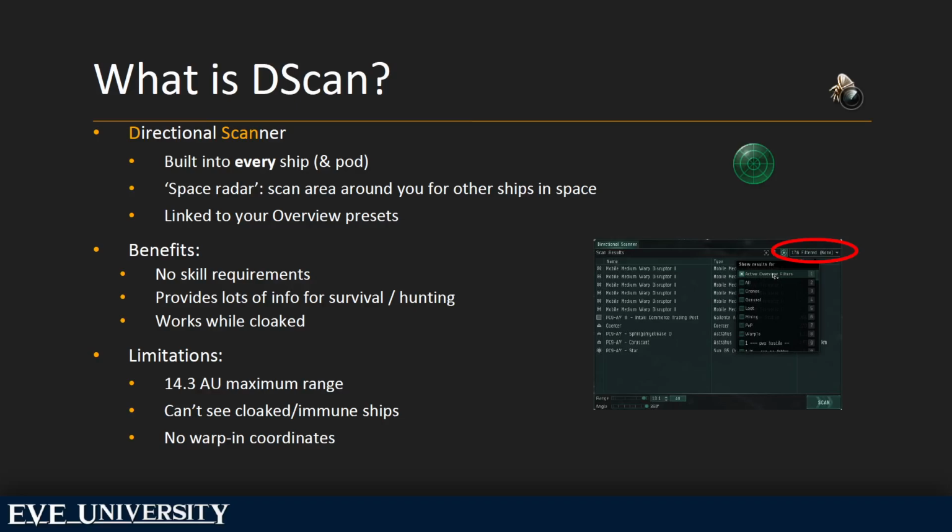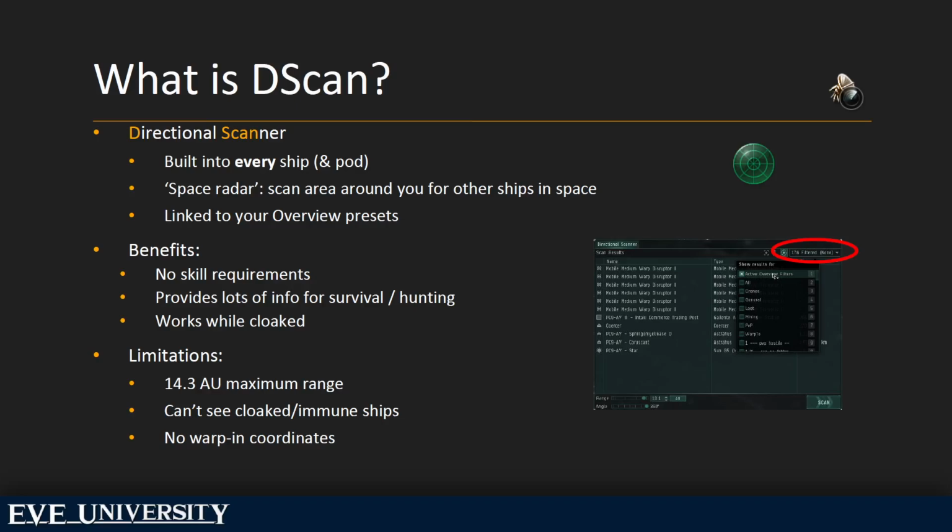The directional scanner provides a ton of information about what's going on in the system, what ships are around, and what objects are around in space, and as I said before, you will use it a lot to get a better understanding of what's going on in the system. It also works even if you are cloaked, so you can use it as an intel tool in some scouting ships to get the idea of where the enemies are and where the objects of interest are in the system.